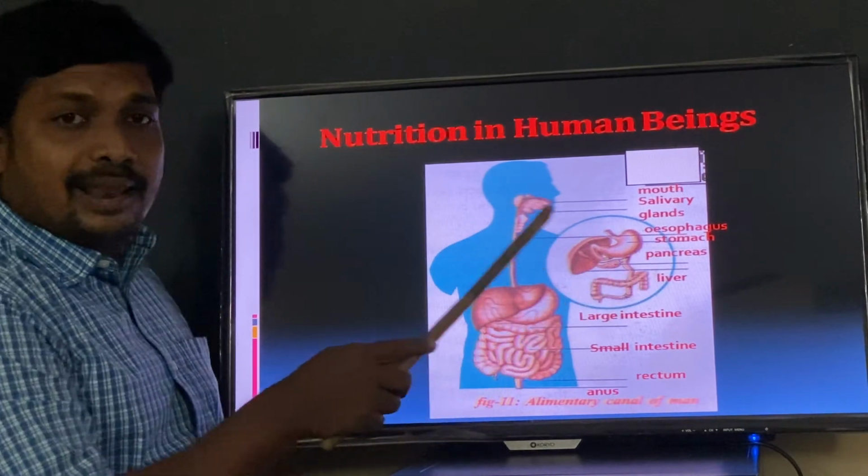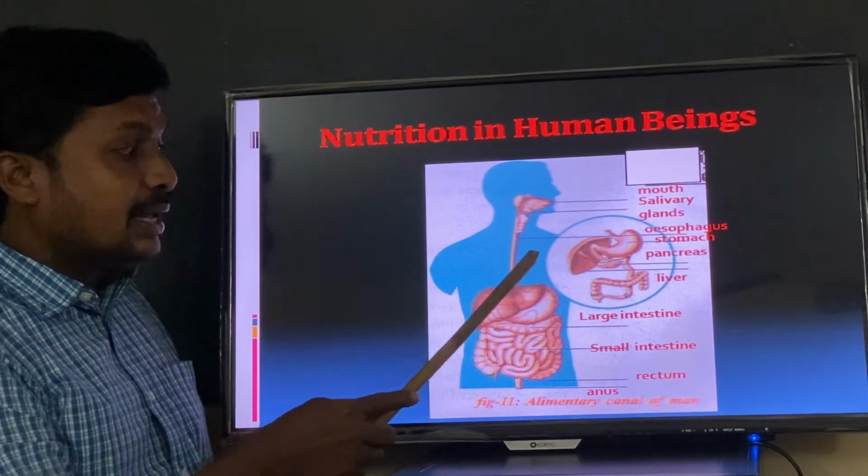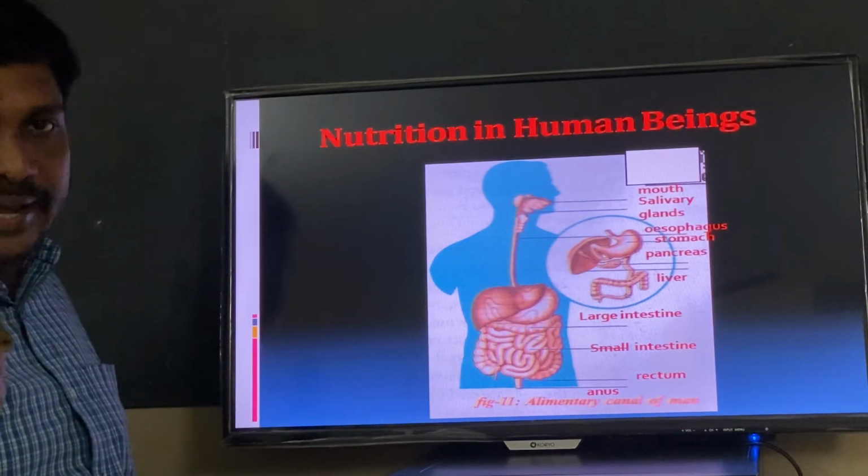Do you know the liver is the largest gland in the human body or digestive system? This gland, the liver, releases a juice known as bile.